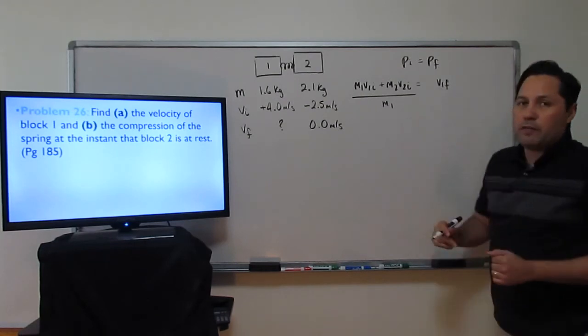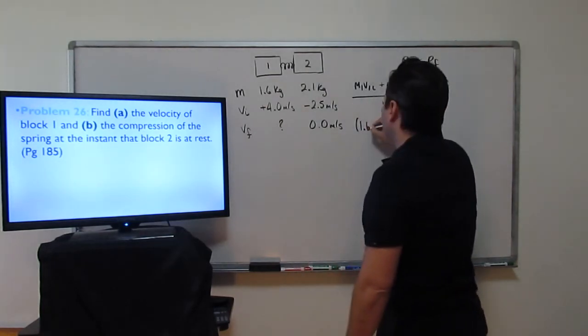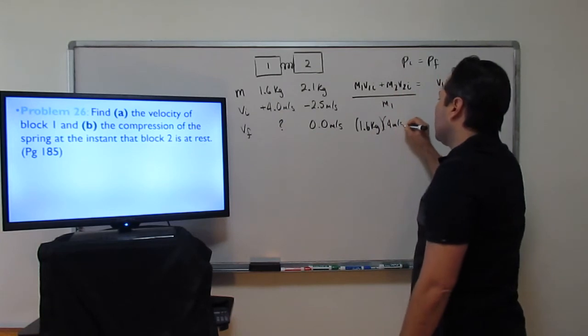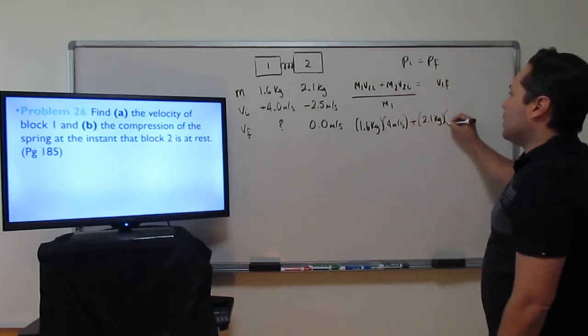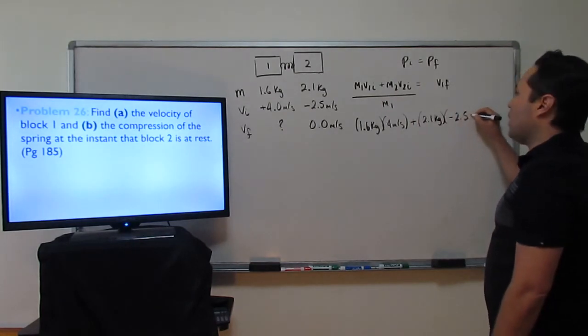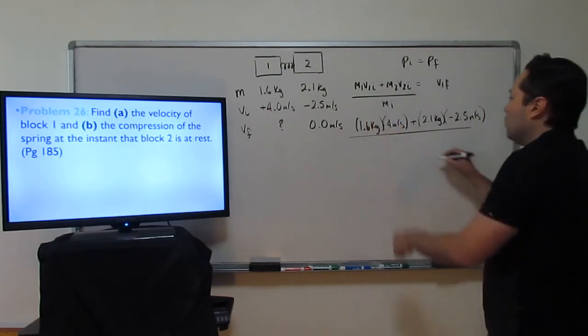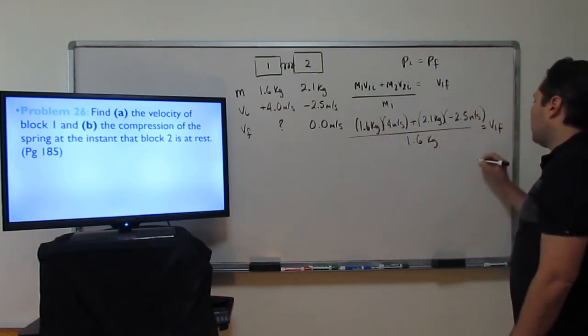Now let's go ahead and plug in the values. So m1 is 1.6 kilograms. v1 is positive 4 meters per second. Plus m2 is 2.1 kilograms multiplied times negative 2.5 meters per second. All of it divided by the mass of m1, which is 1.6 kilograms. And that's going to give us v1 final.